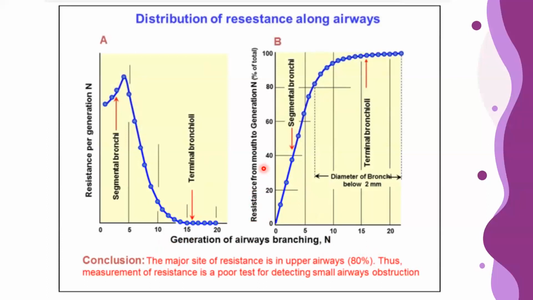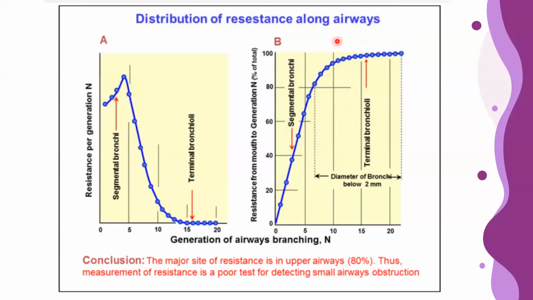Here, this is the resistance from mouth to generation. What we mean is that when we go from this generation to this generation, we add the resistance from here to here as well. And in this generation, we're considering the resistance from here as well. Now you can see this is the segmental bronchi, and till before the terminal bronchiole, like we talked about, all of this is the conducting zone. After the terminal bronchi, we have the beginning of the respiratory zone.